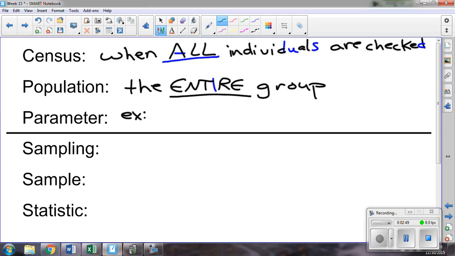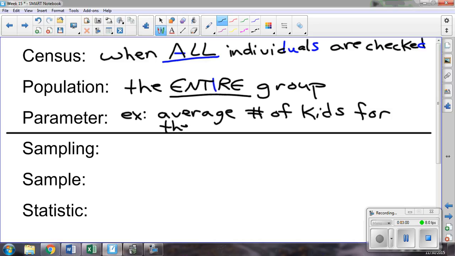So as an example, if we were to use the average number of kids, it would have to be the average for the entire population. Every single person in the population has to be checked in the census. When you crunch the numbers for your census, you will get the parameter.